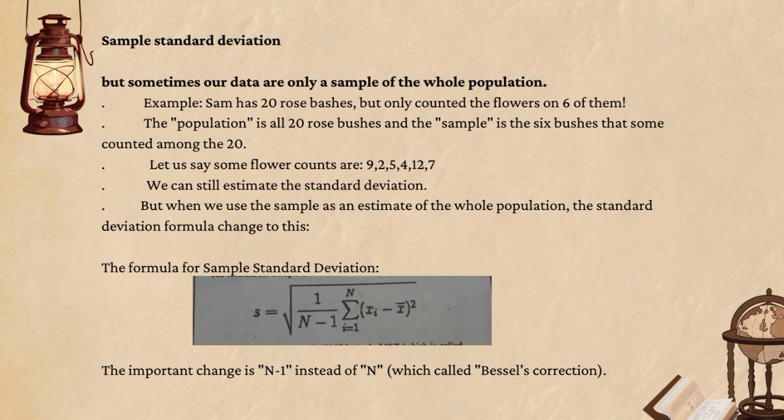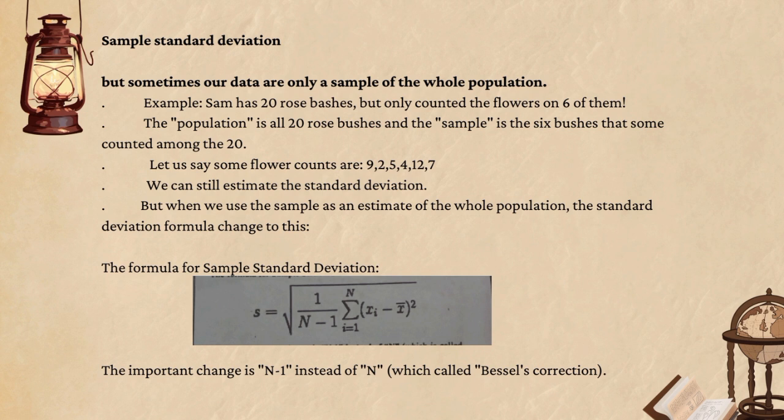So, let us say some flower counts are 9, 2, 5, 4, 12, 7. We can estimate the standard deviation. But when we use the sample as an estimate of the whole population, the standard deviation formula changed to this. The formula for sample standard deviation is yang nasa screen. So, yan po yung formula naman ng sample standard deviation.